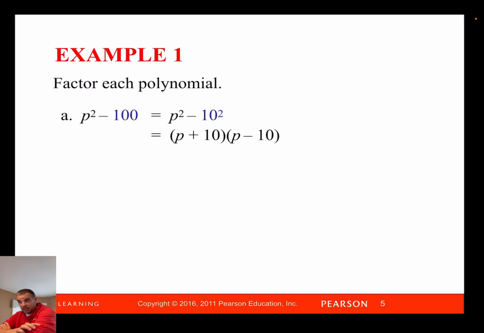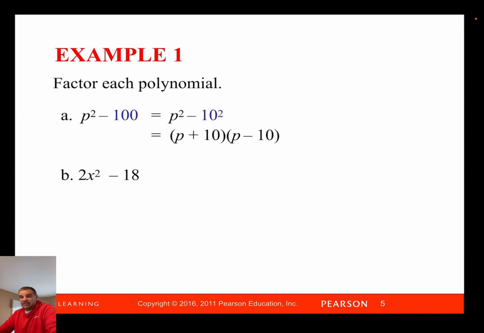It's a shortcut, and this always works when that first term is a perfect square and that second term is a perfect square. If they're not perfect squares, this doesn't work. They have to be perfect squares for one, and they have to be differences of squares for two, so it has to be a subtraction. Pluses don't work when you're doing these.